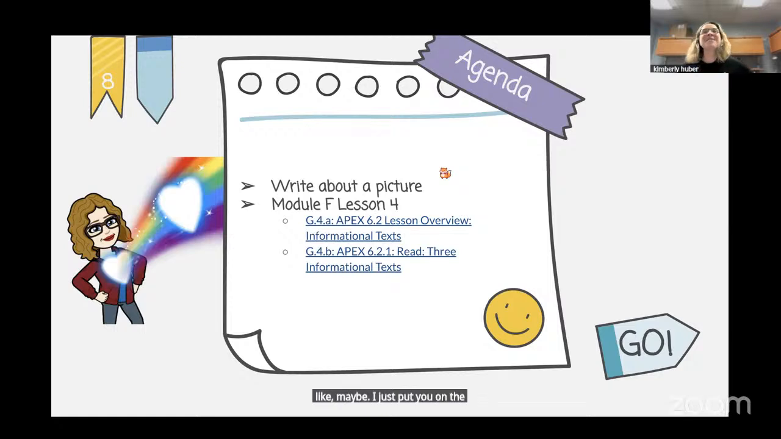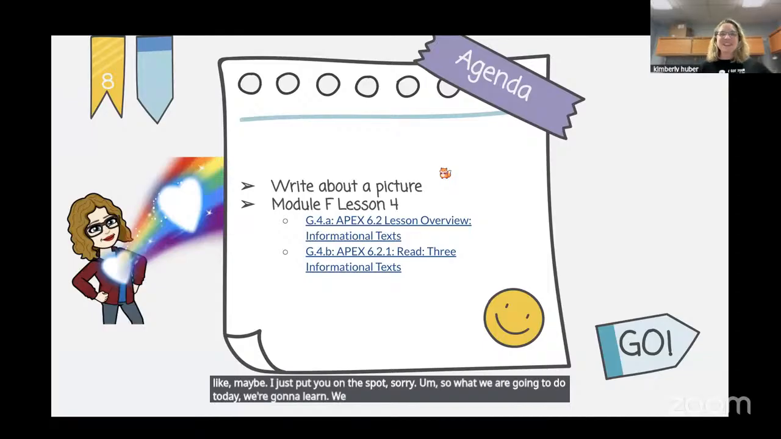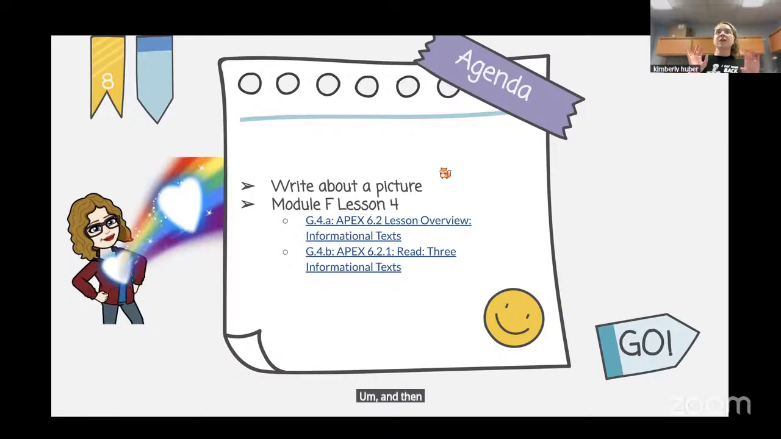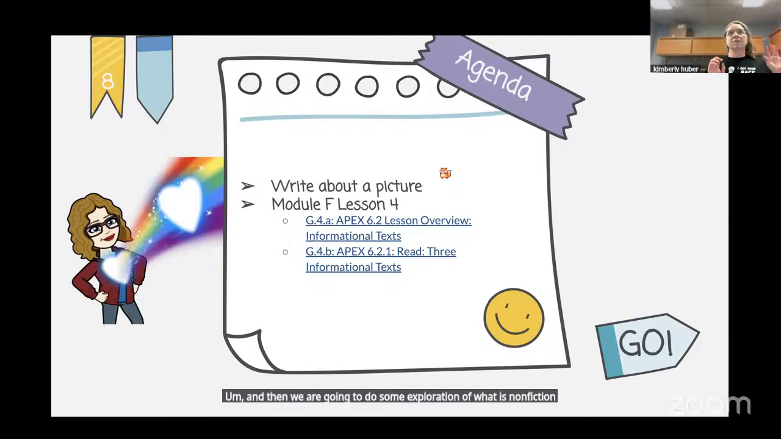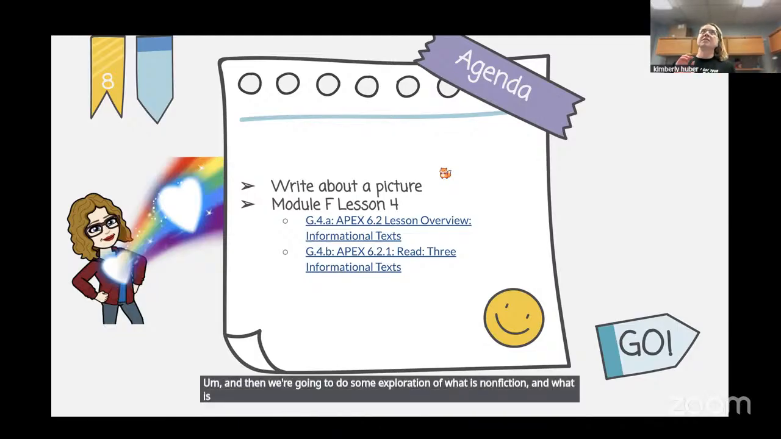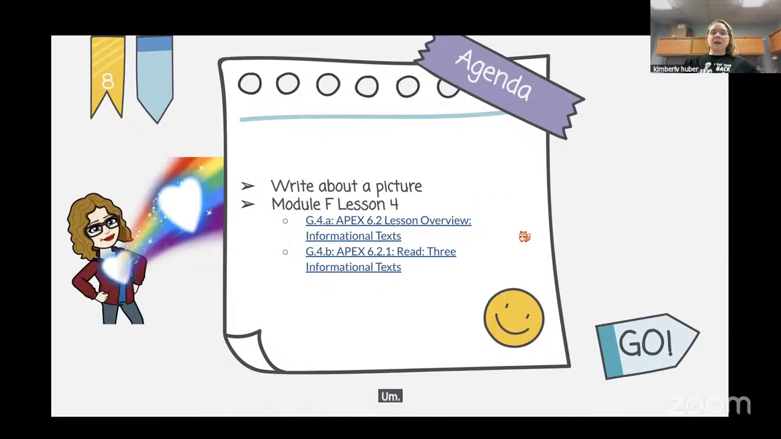Sorry. So what we are going to do today, we're just going to write about a picture. So a little kind of fun writing. You can make it informational, you can make it fiction, you can do whatever you want. And then we're going to do some exploration of what is informational text versus narrative text. We're going to look at those a little bit. And then I have some text for you to read and practice on.